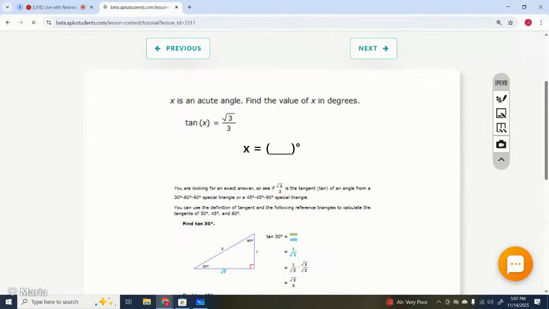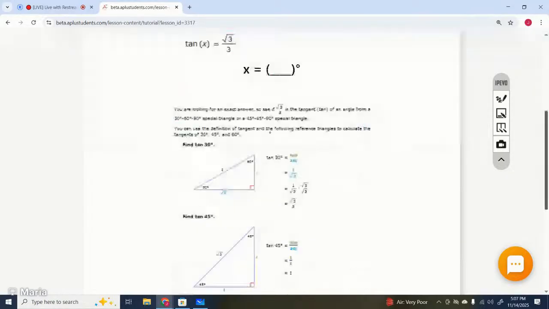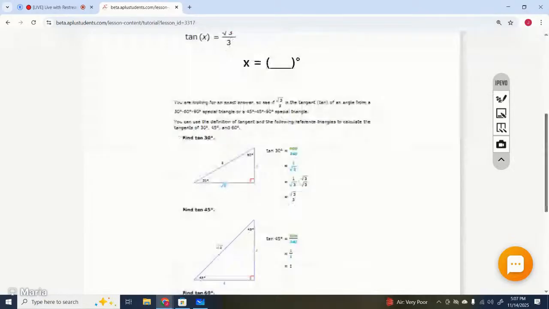X is an acute angle. Find the value of x in degrees. We are given tangent of x equals square root 3 by 3. So, square root 3 by 3 is the tangent of an angle from a 30, 60, 90 special triangle or a 45, 45, 90 special triangle, right?